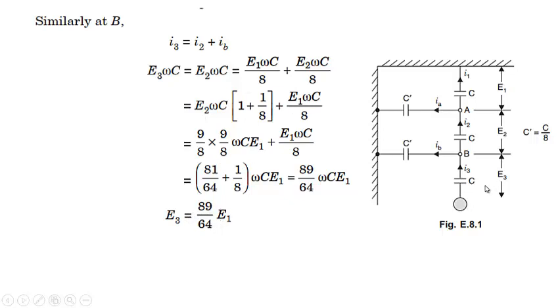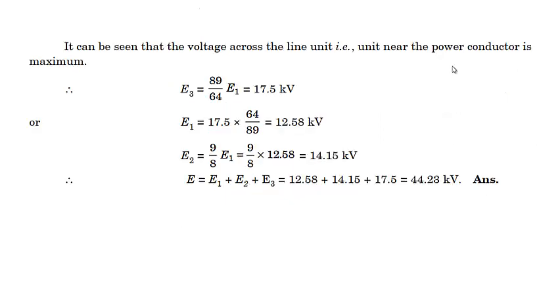But E3 should be equal to 17.5 kV, the maximum voltage that it should bear. By putting this, it can be seen that the voltage across the line unit, that is the power conductor, is maximum. That means E3 should be equal to 89 by 64 into E1, that is equal to 17.5 kV. That means E1 should be equal to 12.58 kV and E2 should be equal to 14.15 kV.